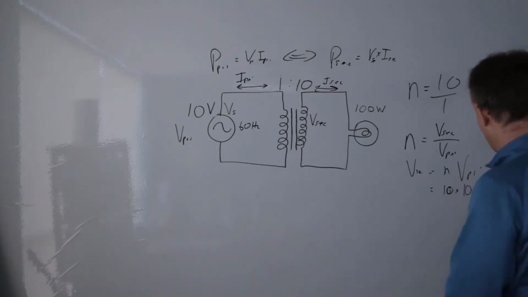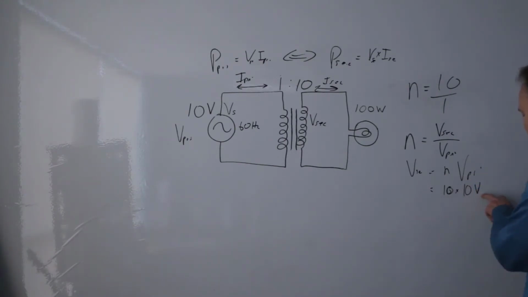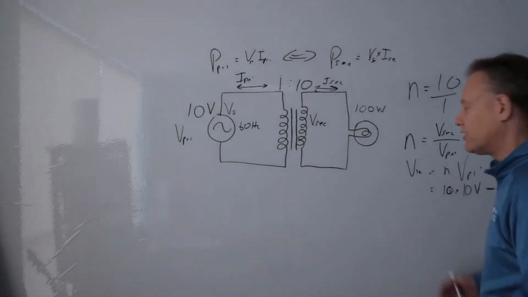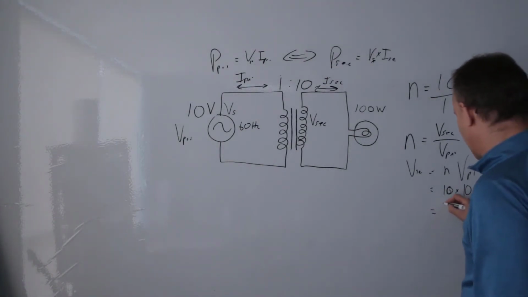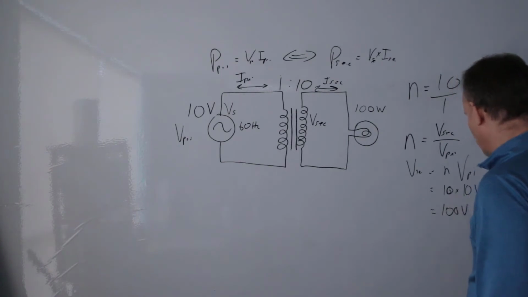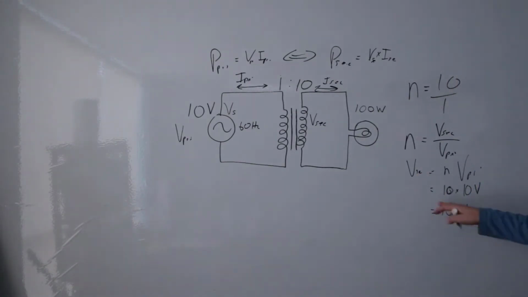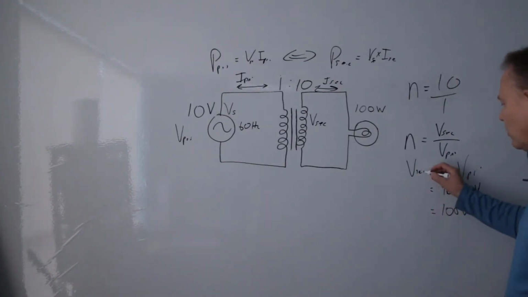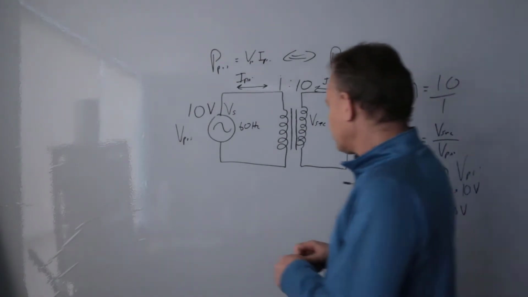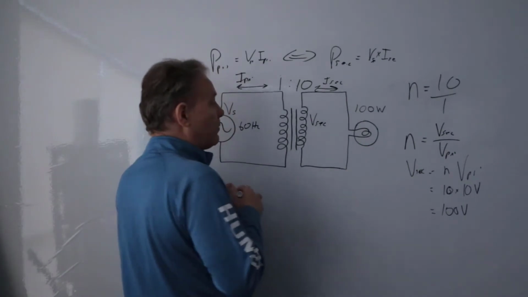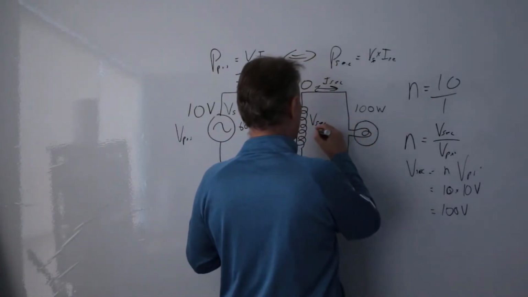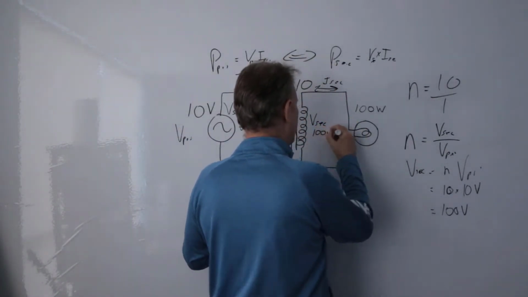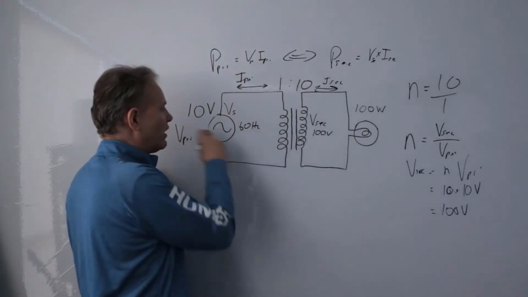I don't have to write 10 volts AC, I don't have to write 10 volts RMS or anything, it's just understood it's RMS. So in this case, I'm going to write 100 volts. So my secondary voltage is 100 volts. There you go. So now we know what the voltage is over here. I'm going to label it over here, 100 volts. Okay, so we know our voltage here and our voltage there.